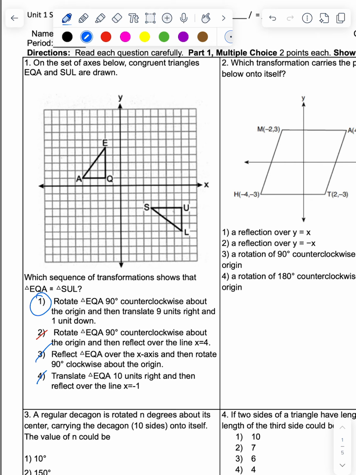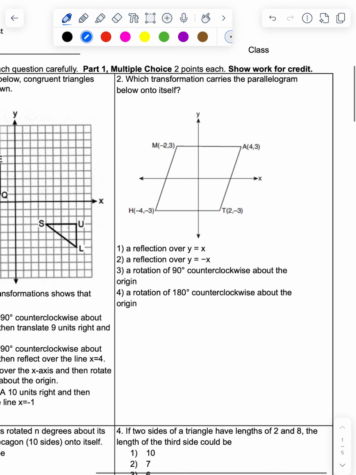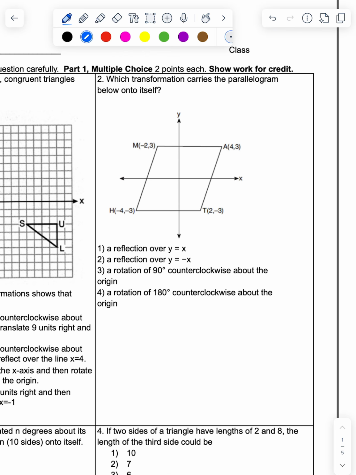So luckily, we don't actually have to try out the transformation. And a lot of times in those multiple choice questions, it will be like that. You should definitely go through all the answer choices, but generally there'll be one obvious answer choice.